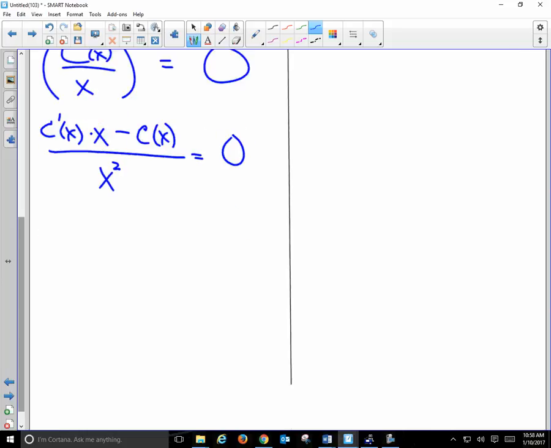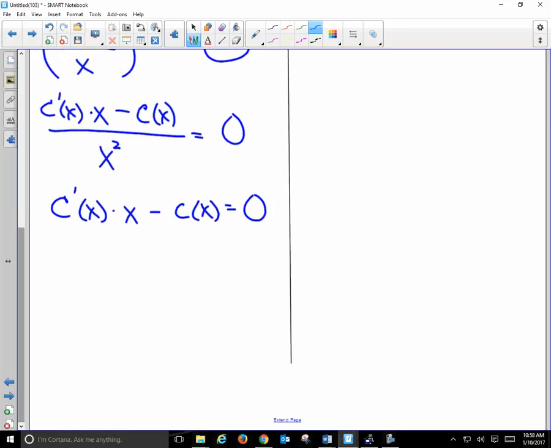Are we concerned where the bottom is equal to 0? No. The bottom is equal to 0 at 0. That would mean we would have no items produced. Okay? We don't want to do that. So let's just look at where the top is equal to 0. And if we rearrange some of these terms, we're going to come up with an interesting equation. We get C prime of X times X is equal to C of X if I just add the cost function over to the other side.